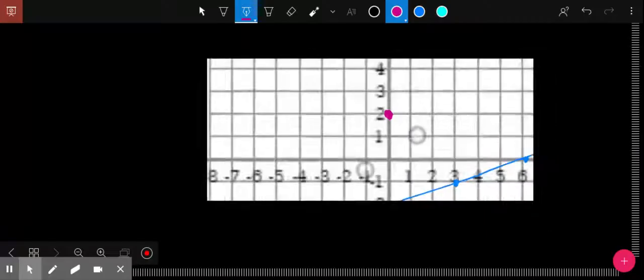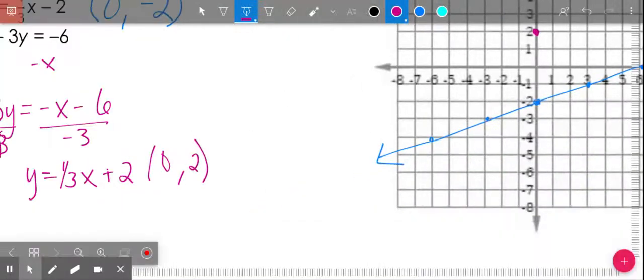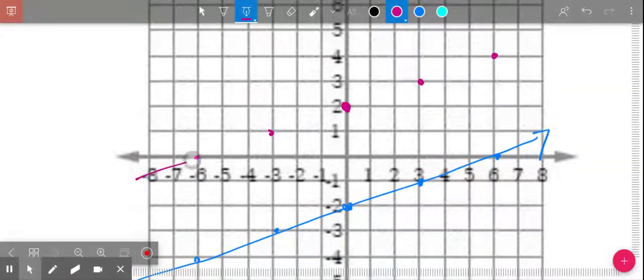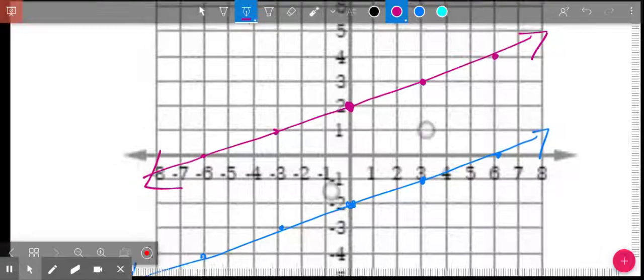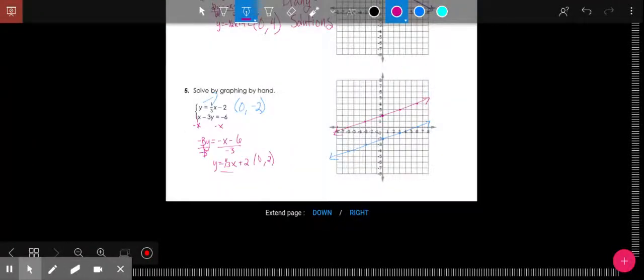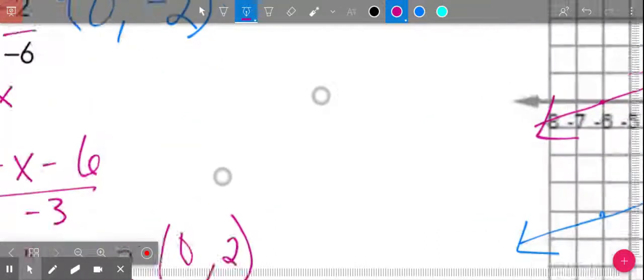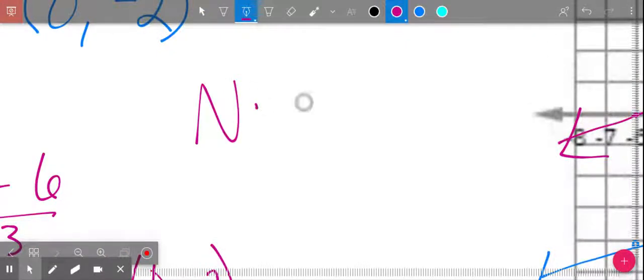My slope was 1/3 again. So we're going to go up 1 and over 3. Up 1 and over 3. So notice that these lines never intersect on my graph. We also know that they're never going to intersect off the graph either because their slopes are the same. Anytime your slopes are the same but your y-intercepts are different, then that means that these are going to be parallel lines, okay? And they're going to have no real solution.